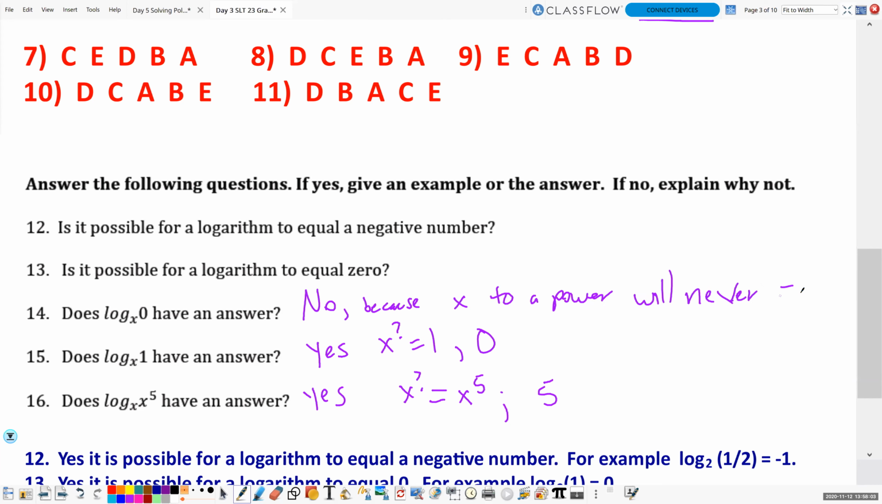I need a reason. You can't just say yes or no. If yes, give an example or the answer. If no, explain why not. This is Honors Algebra 2. I expect you to read the directions, ladies and gentlemen.